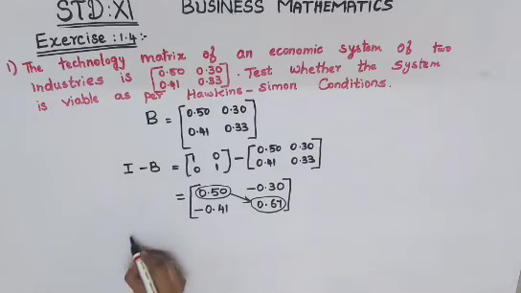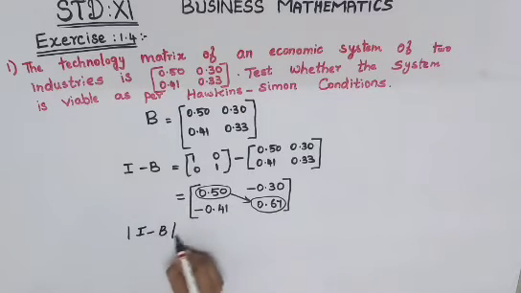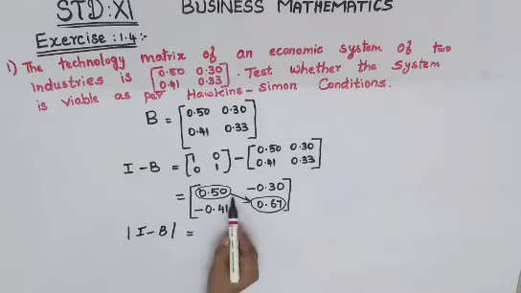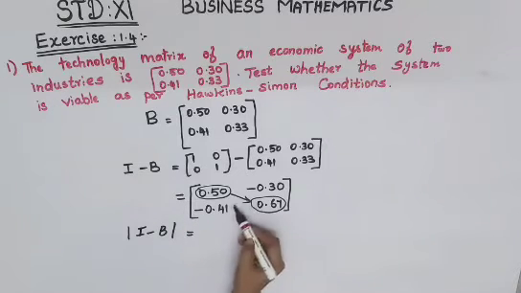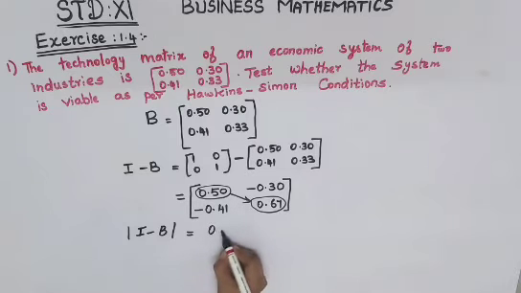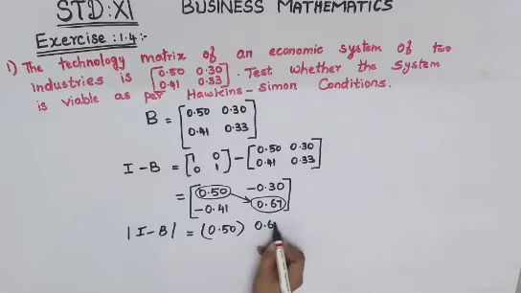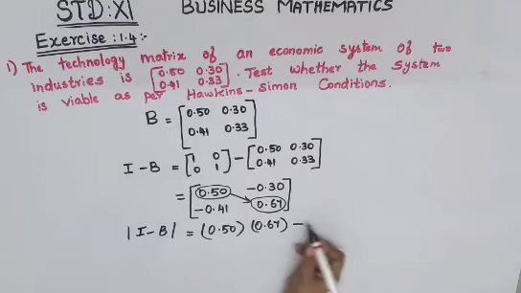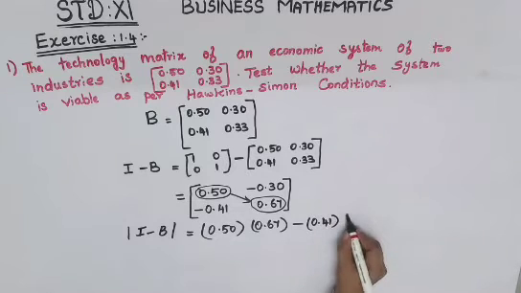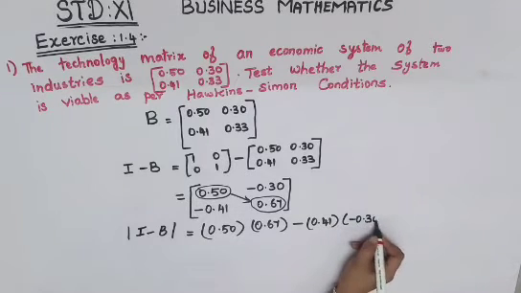The second condition is the determinant of I minus B, you will have to find it. For this you multiply these two elements, then subtract, multiplying these other two elements. That will be the determinant of I minus B. So you get 0.50 into 0.67 minus, again these two terms, 0.41 into minus 0.30.